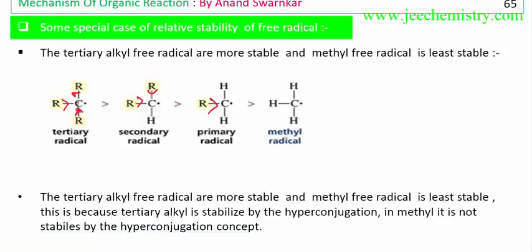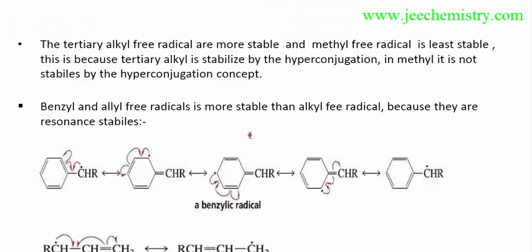And it will not only provide the I effect, it will also provide hyperconjugation. This has 3 hyperconjugating groups, this has 2, and this has 1 hyperconjugating group. So as the hyperconjugating groups increase, stability increases. So we should also think about hyperconjugation. As the hyperconjugation increases, the stability of free radicals increases.